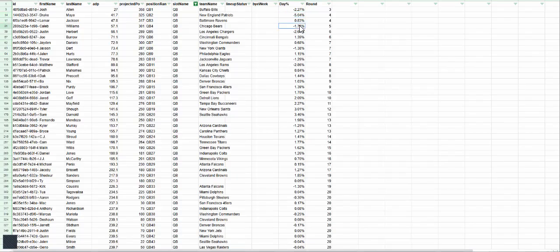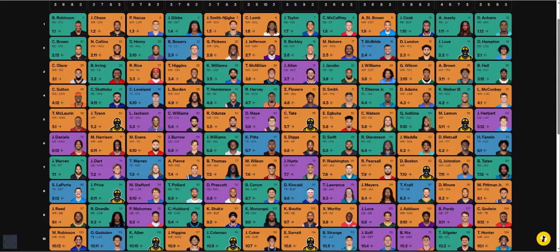Drake Maye's falling a little bit. Caleb Williams is falling a bit. Justin Herbert's falling a bit. Joe Burrow's actually rising a tad also, by the way. Justin Herbert's falling a little bit, and Jackson Dart's falling a little bit. So you can see that when it comes to these early quarterbacks, the ones that I had mentioned, I thought were interesting targets, they're actually kind of moving closer slowly up the board.